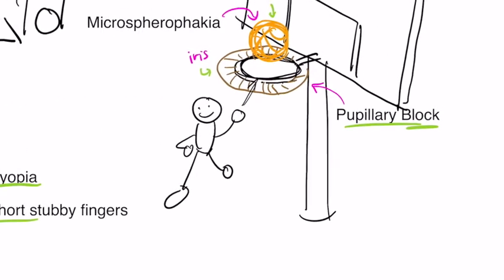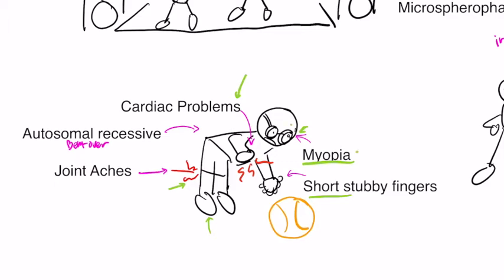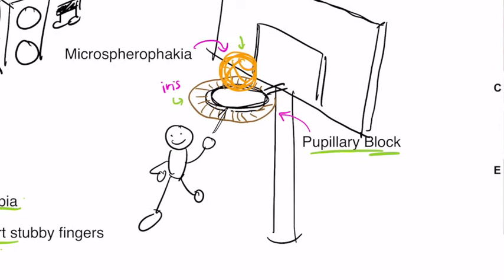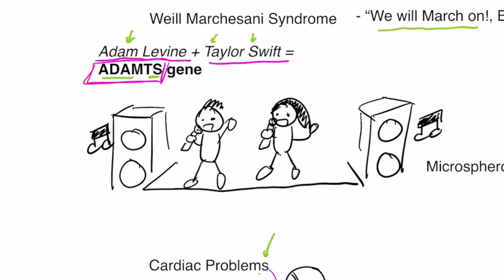All right, so to recap here, we have our Weill Marchesani patient that is a high myope with the thick glasses, short, stubby fingers and short, stubby toes, the heart issues, joint aches, and it is an autosomal recessive syndrome. So I have this guy bent over here, and these patients are associated with microspherophakia, which is the small basketball here, passing easily up anteriorly through the iris, which is represented by the basketball hoop, and sometimes can result in pupillary block. And this syndrome is associated with the ADAMTS gene, which is symbolized by our Adam Levine and Taylor Swift. All right. So that is it.